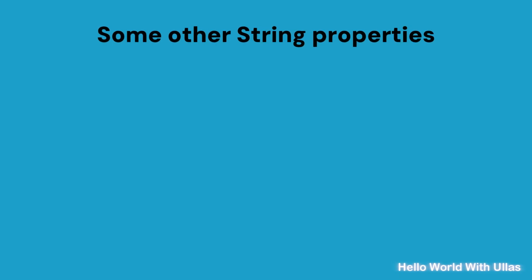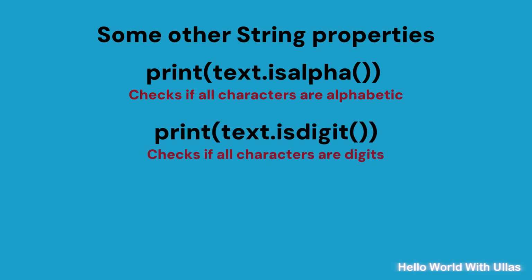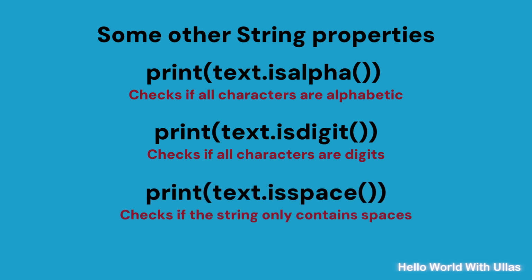There are some other string methods, like if you want to check whether all characters are alphabetic, we can just write isalpha. If you want to check that all characters are digits, we can use isdigit. If you want to check if the string only contains spaces, we can use isspace.